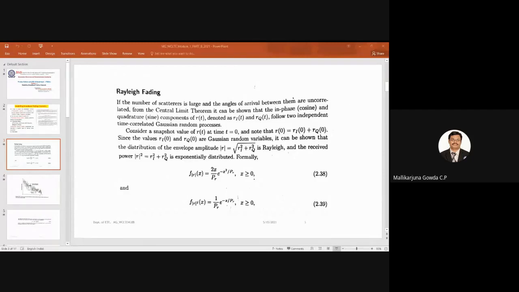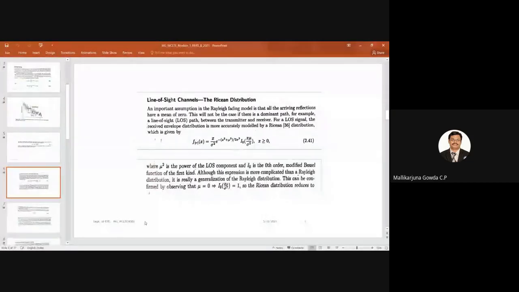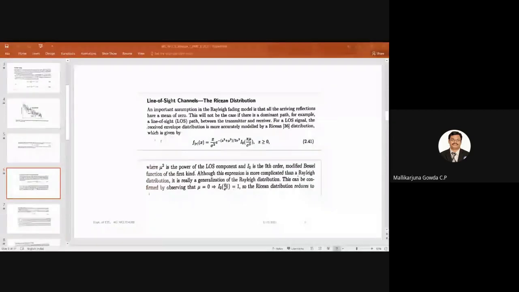Okay, so with this small discussion about Rayleigh fading, let me go to the next one. That is the Ricean distribution. So what is the Ricean distribution? As I said, we use the Ricean distribution for line of sight channels. We use it to describe the amplitude and power distribution when there is a dominant path, and the dominant path will be due to the line of sight path only.